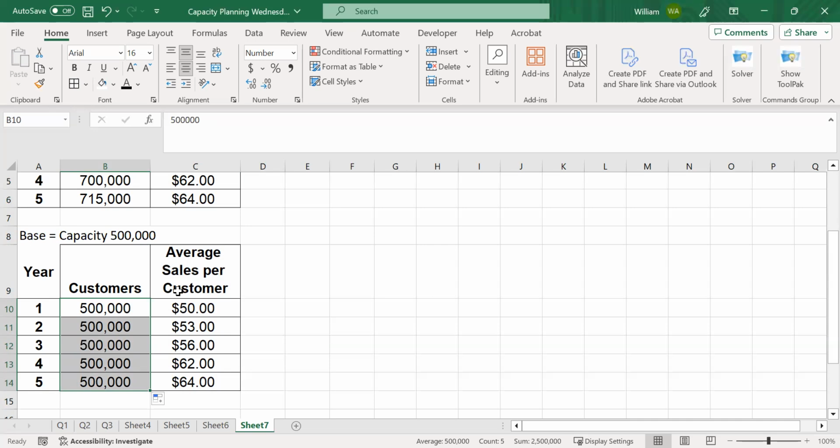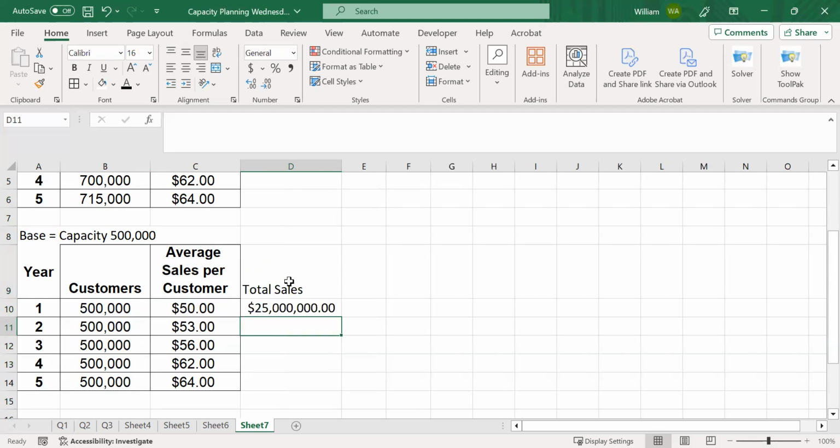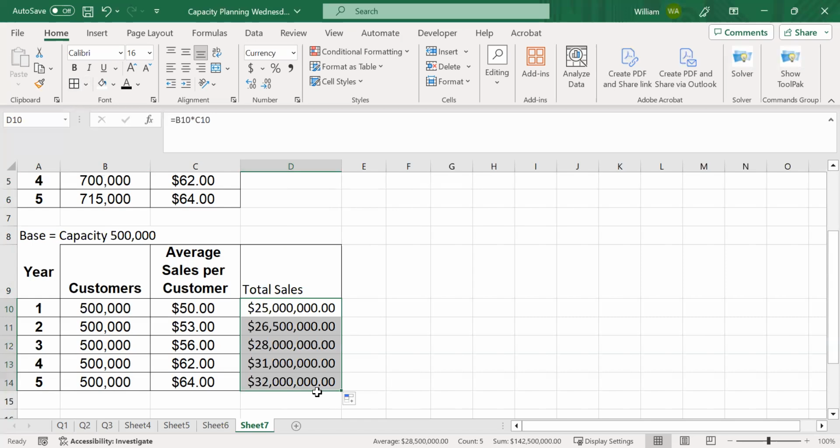And on the basis of a customer base of 500,000, my sales projection, my total sales for year 1 is going to equal 500,000 customers multiplied by the average sales per customer. Okay, so I expect to have sales of around $25 million in year 1. And if you drag that down, you get your sales data for each and every year after that.